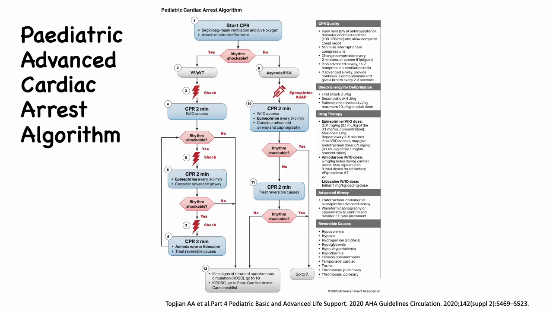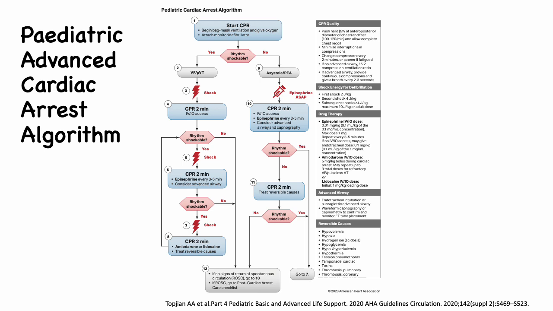This is a slide of the American Heart Association PELS algorithm. This algorithm emphasizes the importance of hunting for reversible causes, all of the H's and T's. Probably the most important H's and T's in infants and children are hypoxia and hypovolemia. Depending on the setting, toxins also very well might be relevant.